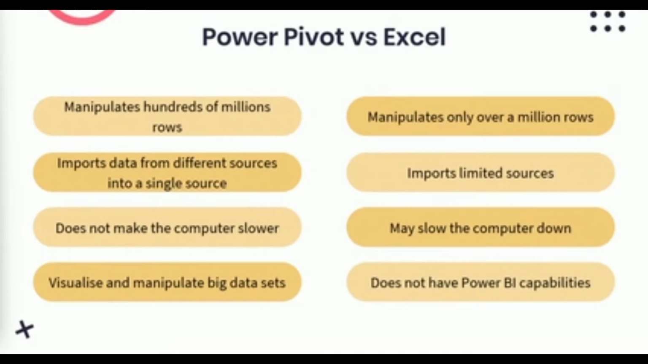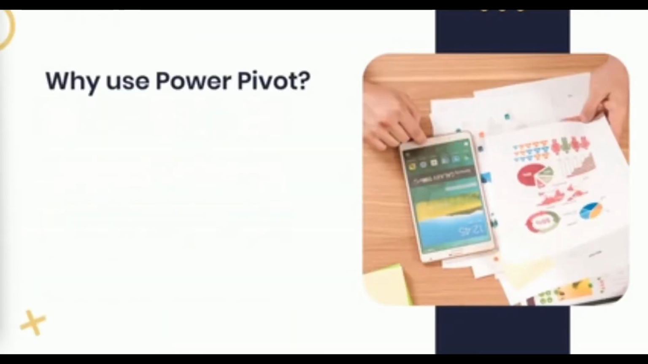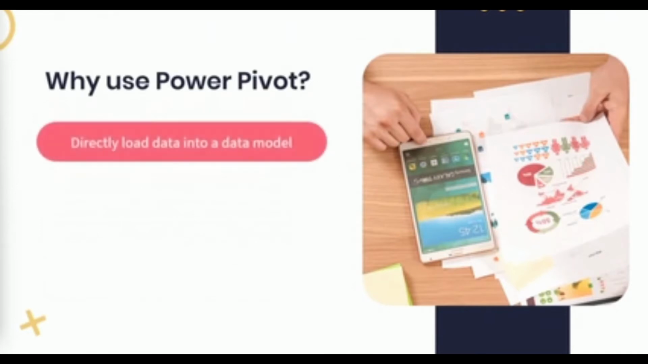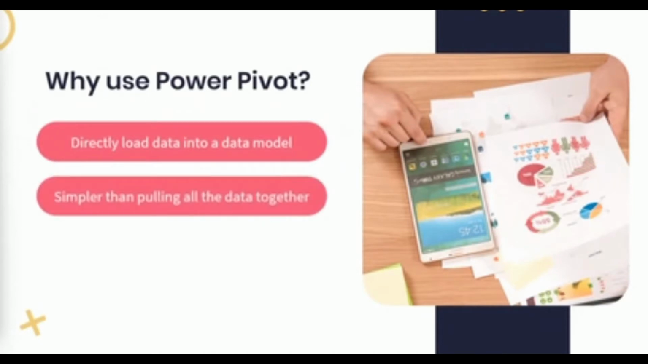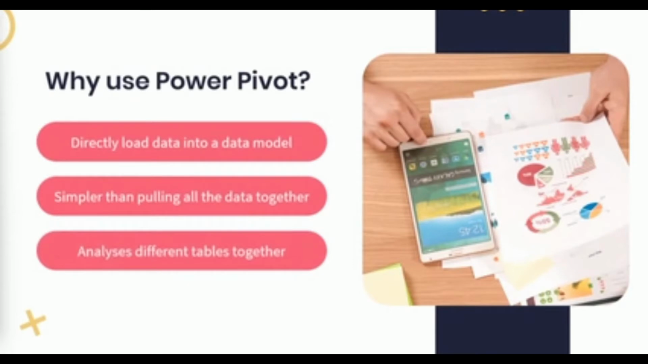So why exactly should we use Power Pivot? When we are using the Power Pivot, we're able to directly load data into a data model. It is also simpler than pulling all the data together from different worksheets, as well as we're able to analyze different tables all at the same time without jumping from one to the other.